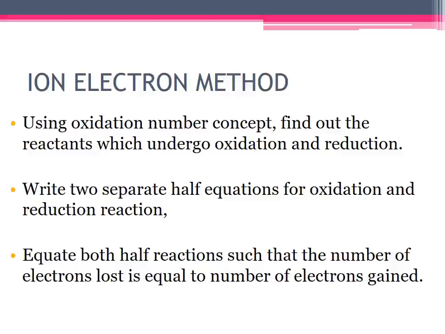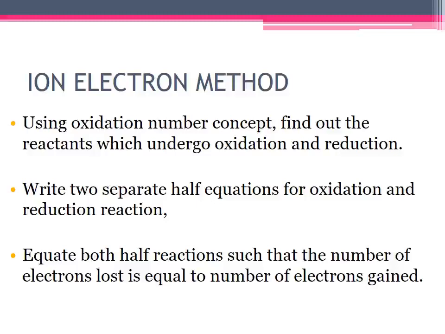See the picture, page number 26. See the example. KMnO4 plus FeSO4 plus H2SO4 gives MnSO4 plus Fe2(SO4)3 plus K2SO4 plus H2O. Its ionic form is MnO4 minus plus Fe2+ plus H+, which gives Mn2+ plus Fe3+ plus H2O.